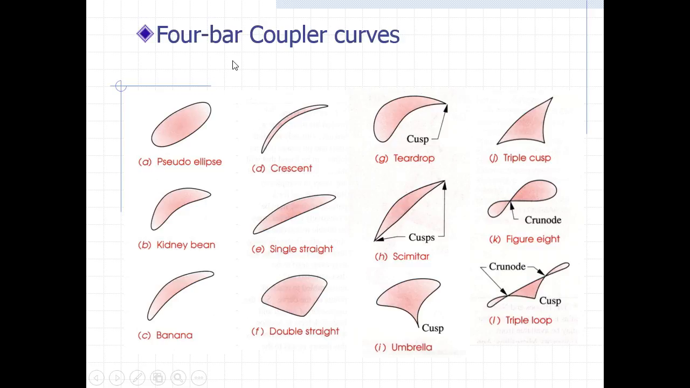Here's a sample of 4-bar coupler curves. We have the pseudo-ellipse, kidney beans, banana-shaped coupler curves, crescents, single straights, in which case we have one straight path on the coupler, double straights, in which two sides of the coupler curve are pretty close to straight, teardrops, which contain a cusp or a point of zero velocity, a scimitar, an umbrella, a triple cusp, a figure 8, which contains a chronoid, or a place where the coupler path crosses over itself, and a triple loop. All of these are paths that the coupler point would follow.